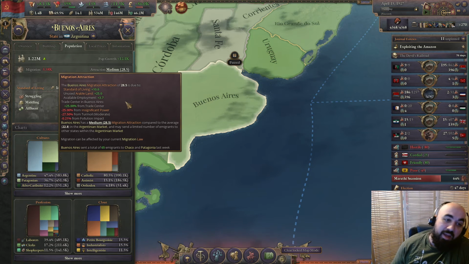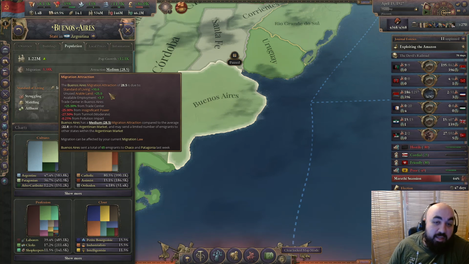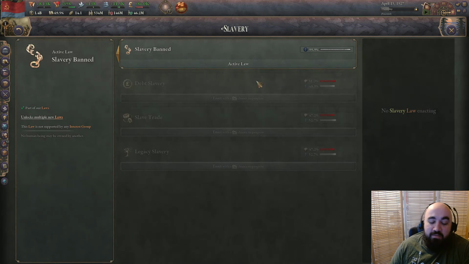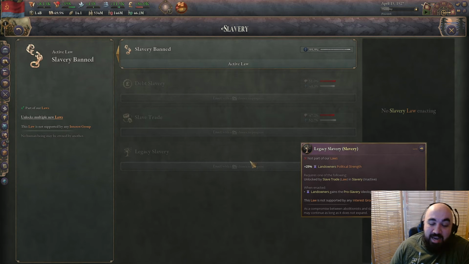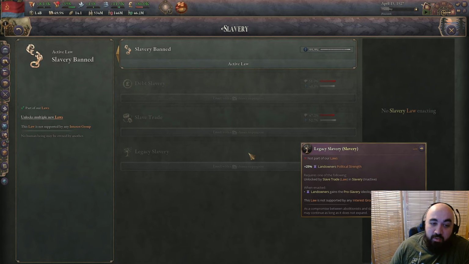However, if you already have an absolute banger flat modifier from unused or arable land, then maybe this isn't so bad, and maybe this can be a good way of getting pops. Overall, I think that the slavery mechanics are pretty weak, and you generally want to ban slavery, but it's not necessarily the highest priority. Also, in particular, slave trade will give landowners a lot of political strength, which is generally seen as a downside. Legacy slavery will keep everyone who is a slave, but you won't import any new slaves.